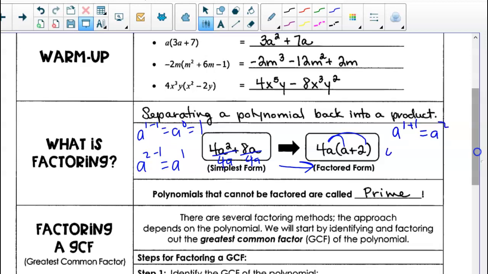So that would give me 4a squared. And then 4a times 2 would just give me 8a, which is what I had originally. So that works. So we're going to go through some examples where we're factoring out the GCF.